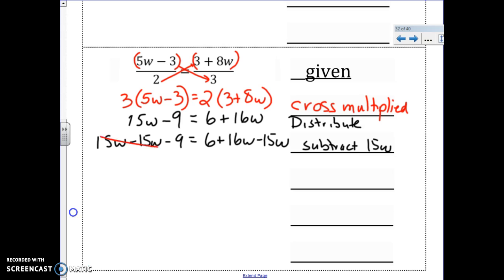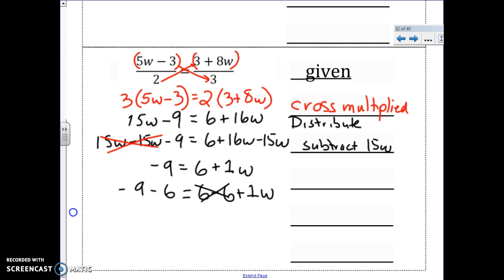These two cancel out, which is what I wanted. So now I have negative 9 equals 6 plus 1w. And I'm trying to get everything away from the w, so my next job is to subtract a 6 from both sides. So negative 9 minus 6. And then I get negative 15 equals 1w, which is what I want.